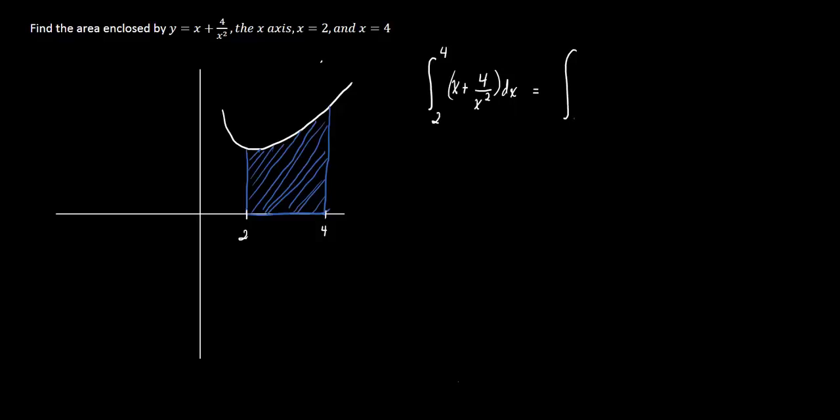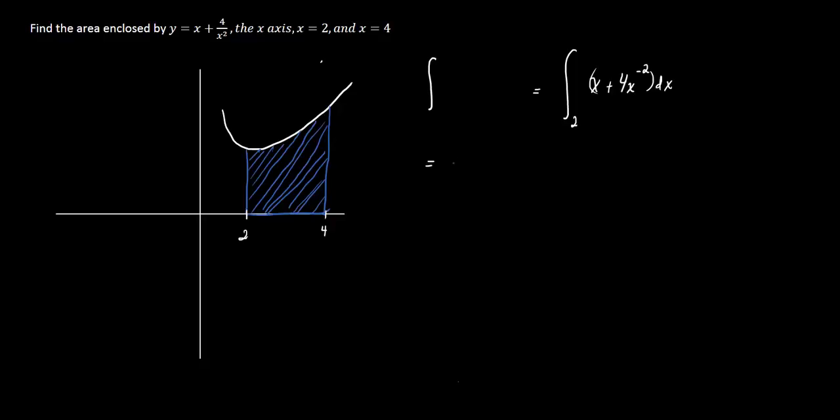I'm going to go ahead and rewrite this as the integral from 2 to 4 of x plus 4x to the negative 2 power, with respect to x. Whoops, I just lost half my curve. I don't know why it does that sometimes. And so hopefully you saw that.